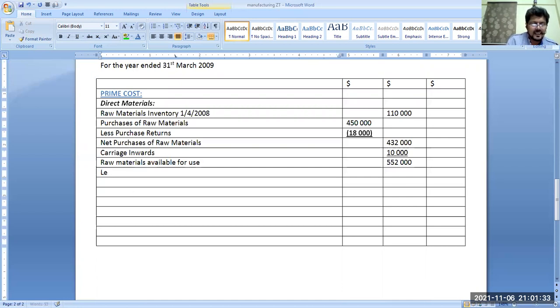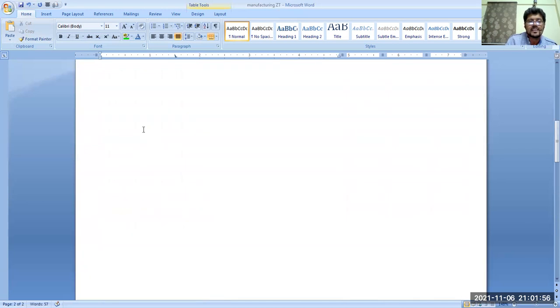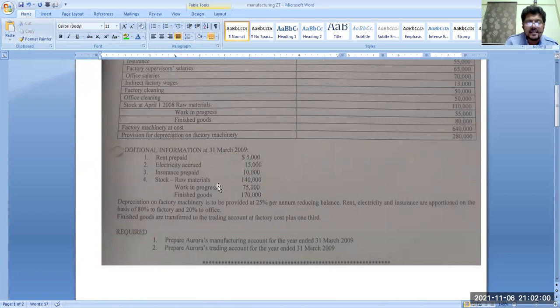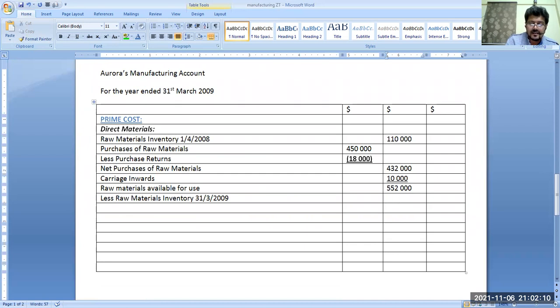Less, again here we have to deduct raw materials inventory on the day of making this statement, that is 31st March 2009. Raw materials inventory ending is given, $140,000. We will report it over here. 552,000 minus 140,000 gives 412,000, which is our direct materials used, or you can write only direct materials, no problem.